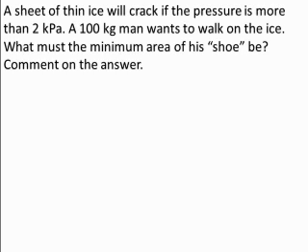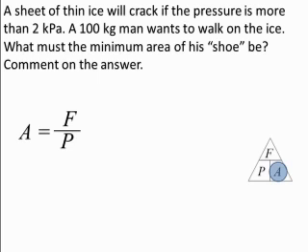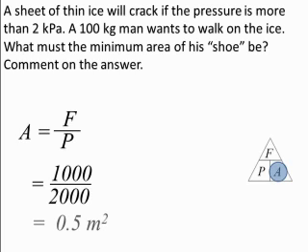Right, hopefully again you've paused the video. So let's have a look at this problem. We're looking for the area. So if we use our magic triangle, the formula becomes A equals F divided by P. Force divided by pressure. So the force, remember, is 1,000 newtons, 100 kilograms times 10, and the pressure is 2,000 pascals. Well, that works out to be 0.5 square meters.